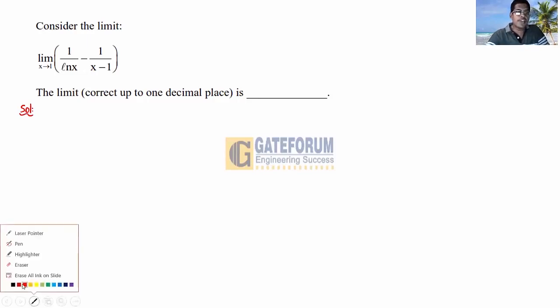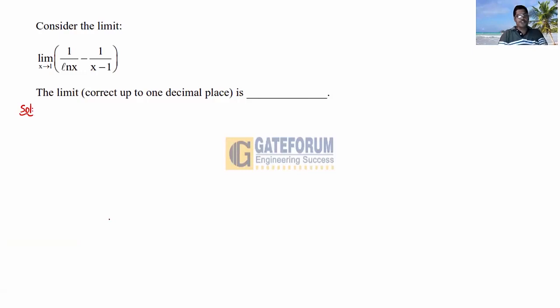So usually limits are evaluated by standard limits, that is formulas, or the procedure of indeterminate forms, or direct substitution method, rationalizing factor, etc. So this can be written as limit x tends to 1. Substituting, log 1 is 0, so 1 by 0 is infinity. Here 1 by 1 minus 1 is 1 by 0, infinity. This is an indeterminate form, infinity minus infinity form.